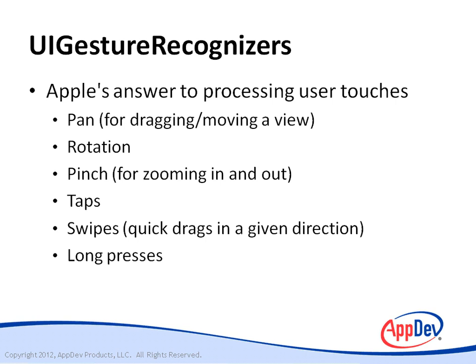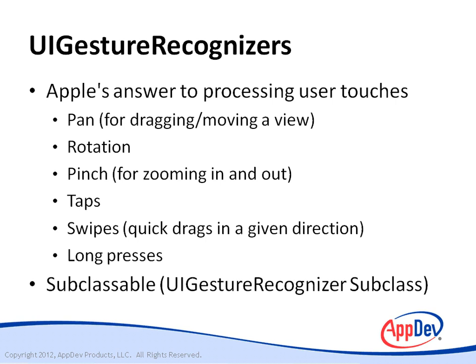So if the user has put their finger down, hasn't moved it, and held it in the same place for a given amount of time, the gesture recognizer will recognize a long press. And the last thing to know about UIGestureRecognizers is that they're subclassable. So you can make your own subclass of a UIGestureRecognizer that recognizes a specific gesture that you would like. For example, you could have a gesture that recognizes whether the user is making a circle shape or whether they're drawing a square quickly, for example.